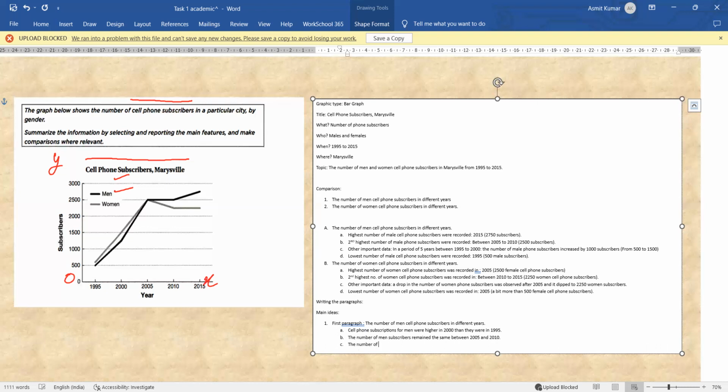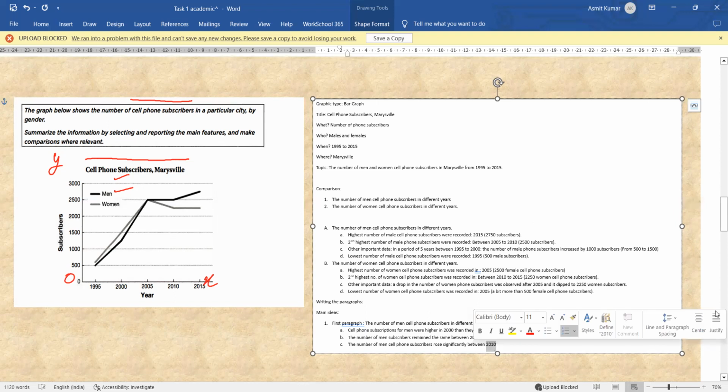So we can write here the number of male cell phone subscribers rose significantly, between what? 2010 to 2015. No, not significantly. One second. The complete duration we can show here.